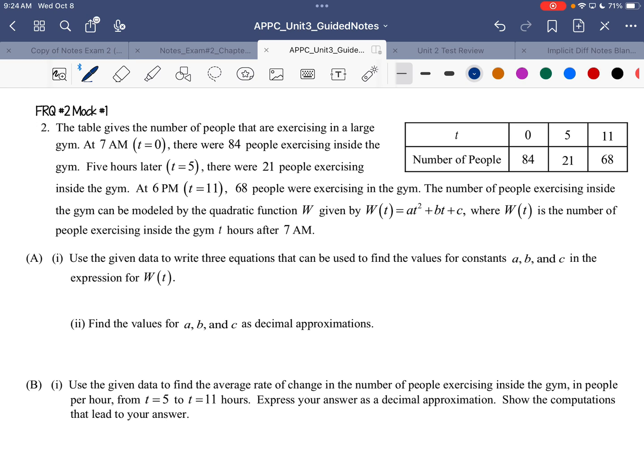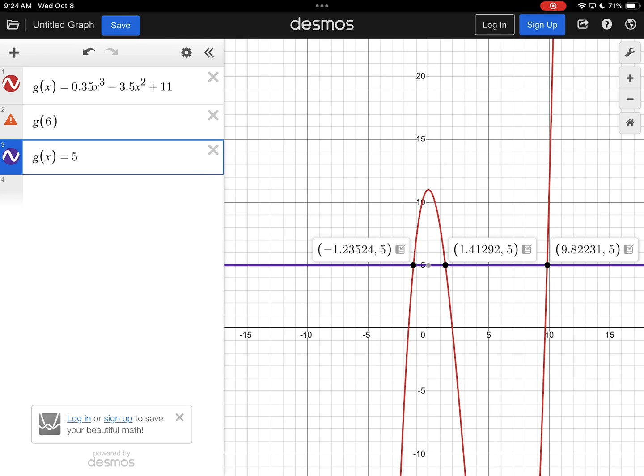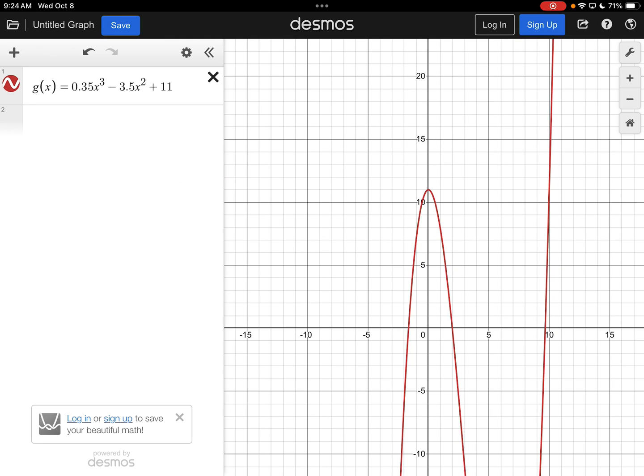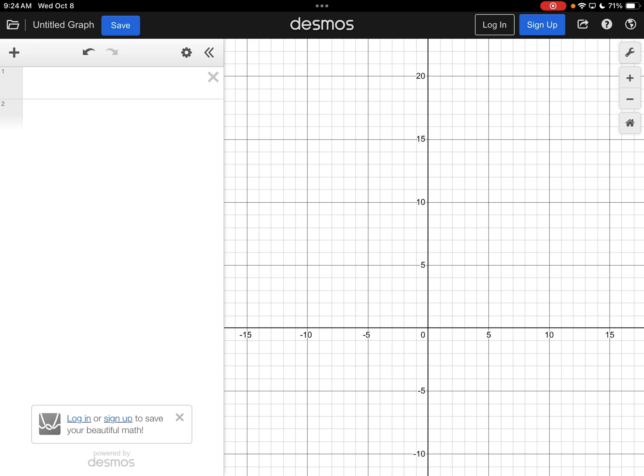Okay, find the model. How do we do it? Very good question. Table in Desmos. So go to Desmos. How do I do a table? Do the little plus table.